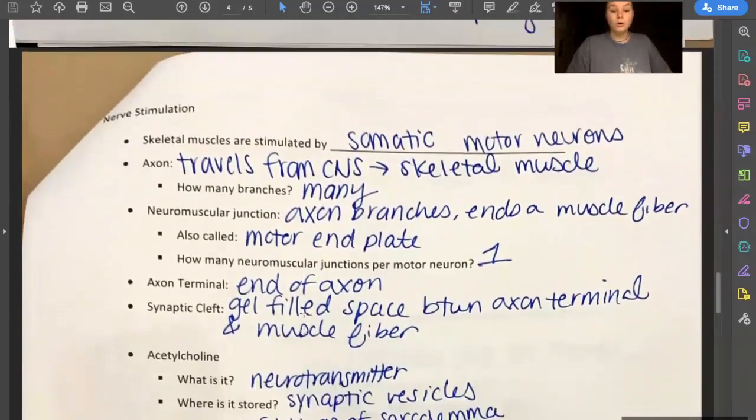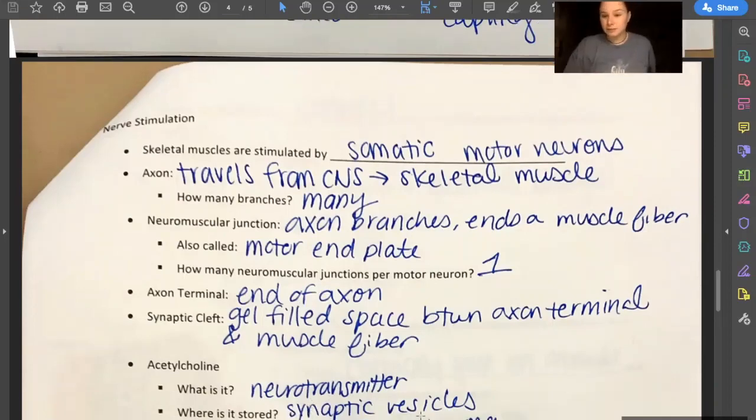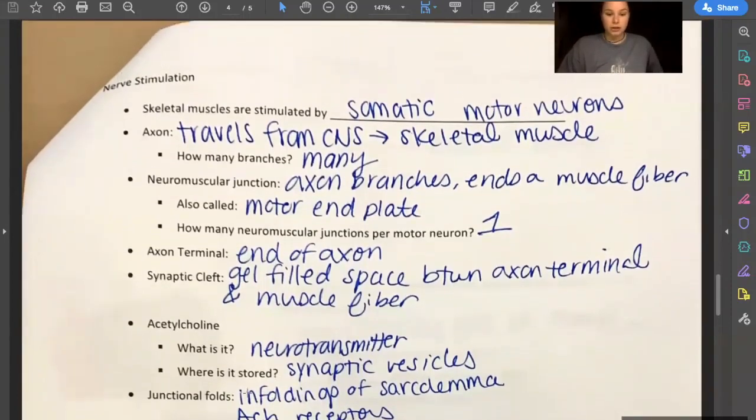So acetylcholine, right? We talked about that. It's that purple little triangle that comes out of the axon, okay? It stores in vesicles. I'll show you in a second. It's stored in vesicles in the axon, and it goes down into that neuromuscular junction, okay? It's stored in synaptic vesicles. Right? So it's a neurotransmitter, right, that tells the muscle to start inciting an action potential, okay? And the junctional folds are infoldings of the sarcolemma where they have acetylcholine receptors.